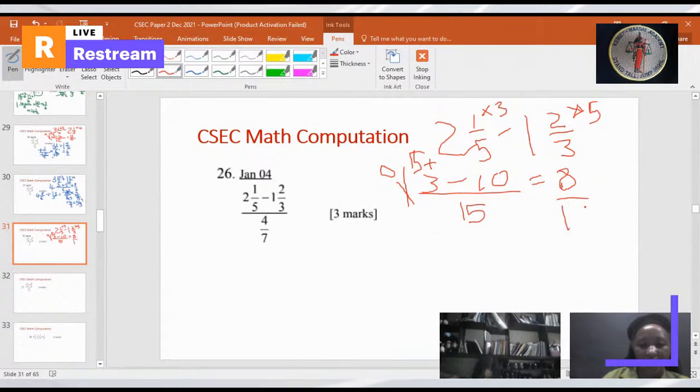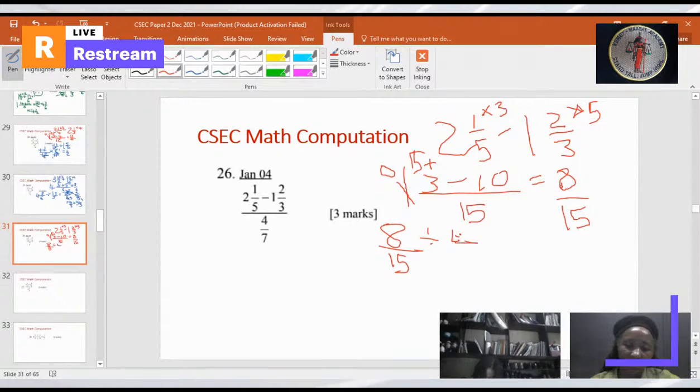And can that be reduced? No, Miss, it cannot be reduced. Is that our final answer? No, Miss, we still have to do the division. So now we have 8 over 15 divided by 4 over 7.